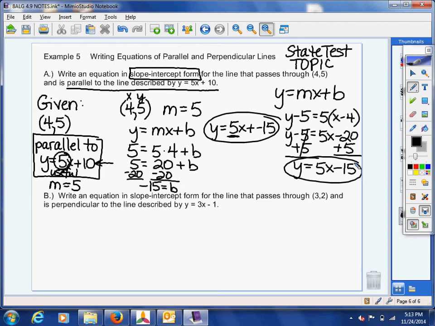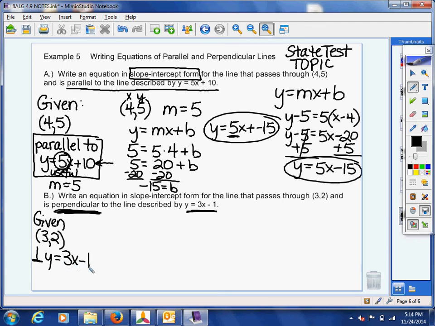Okay, so that's example 5A. Now let's look at 5B. This time they want us to write an equation in slope-intercept form for the line that passes through (3, 2) and is perpendicular to the line described by y equals 3x minus 1. Okay, so what do we know this time? Our new line crosses through (3, 2) and is, excuse me, not parallel, perpendicular to y equals 3x minus 1.